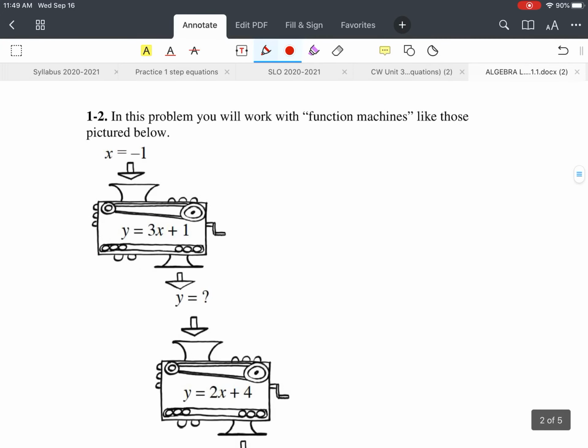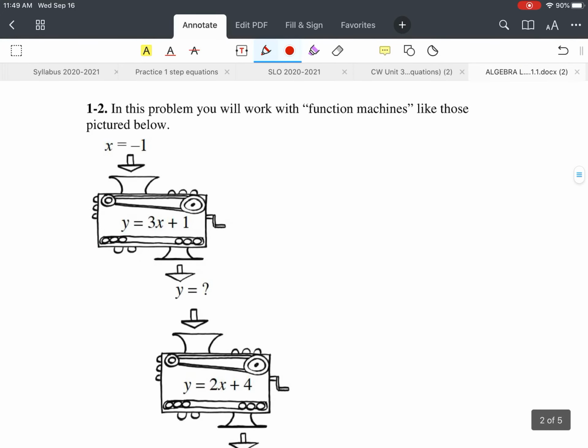Then that brings us to function machines. It says, in this problem, you will work with function machines like those pictured below. So let's remember that you have, hang on, I'm flipping to my notes here, which I thought I had all queued up, but I don't. Okay, so you are going to use the function machines below to help you solve the problem.